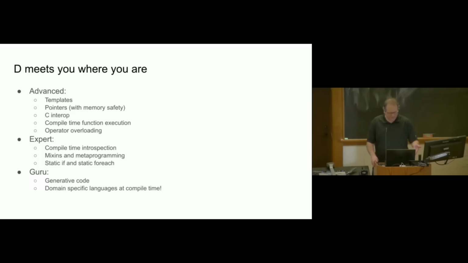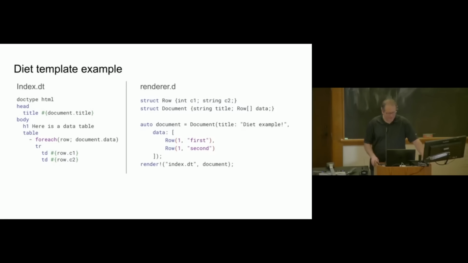And of course, at the higher levels, you get compile time introspection and static if and foreach, and when you get to the top level, like generative code, you're basically building code that builds code. You can even make domain-specific languages at compile time. I'm going to give you an example here. This is a library that is pretty well known in D called the Diet template library, and it's used in web servers. So essentially, you have a syntax on the left.